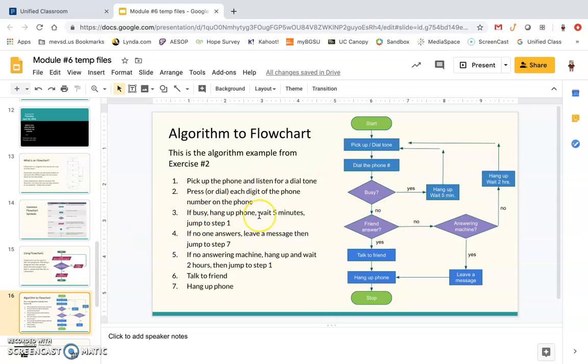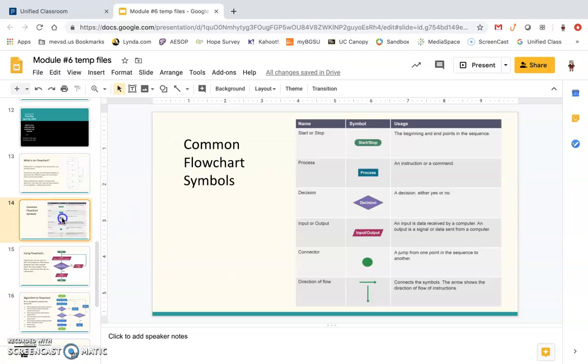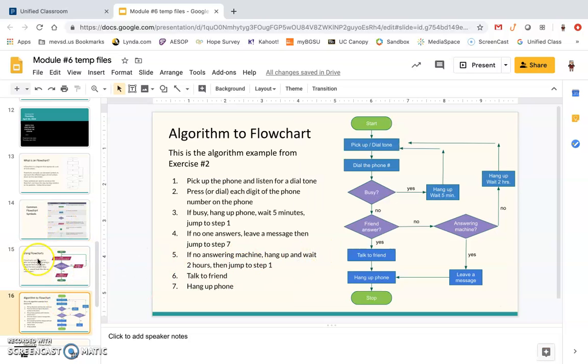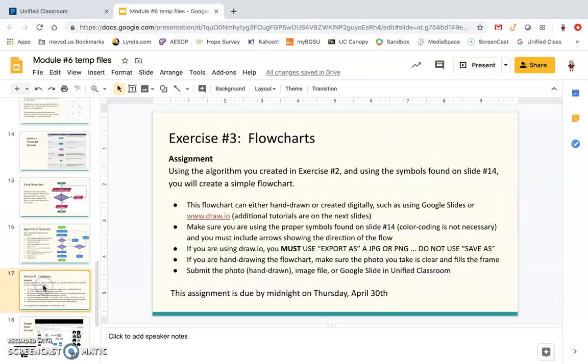So this is what you're going to do. You're going to take your flowchart, you're going to take the steps that you did, and you're going to create the flowchart here. Now I did this and I matched the colors with the colors on this chart. You don't have to do that. I did that just to make it look pretty. So here is the assignment.